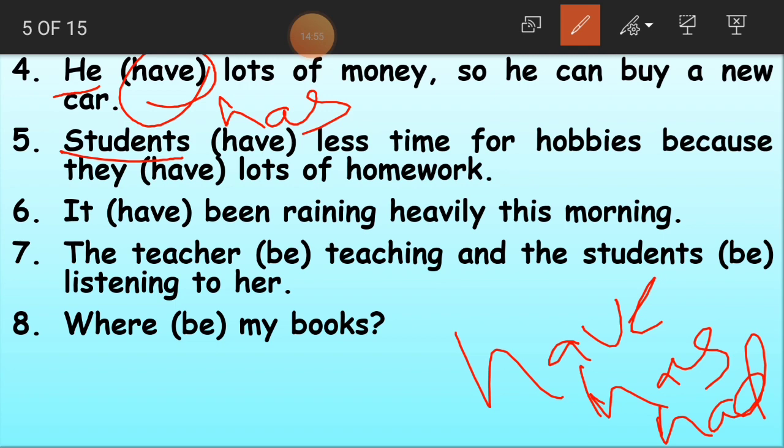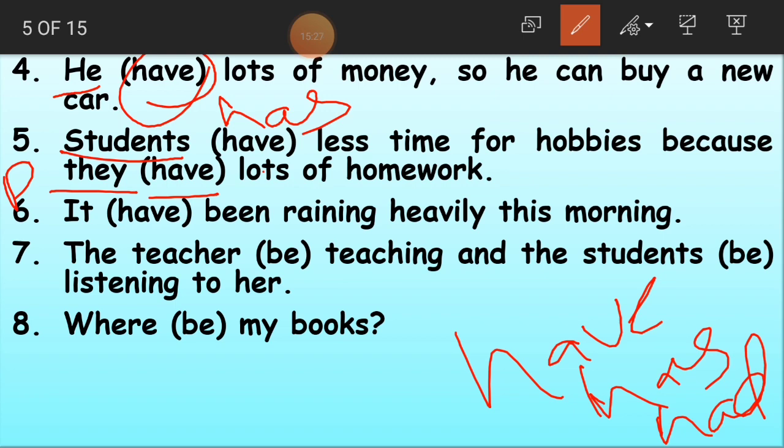Present tense. Okay, children, so students have less time. Because students is plural, have is the right verb there. No change. Students have less time for hobbies because, again plural here, have is the correct form of the verb, because they have lots of homework. So in this sentence there is no change. This is the perfect sentence. Okay children, now we'll go to the sixth sentence.